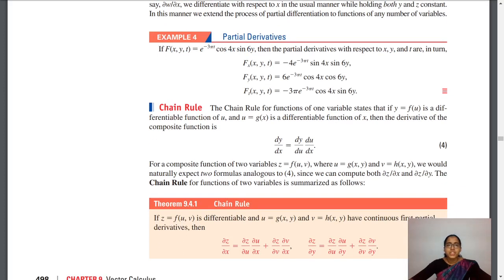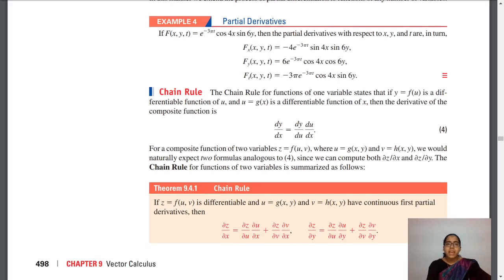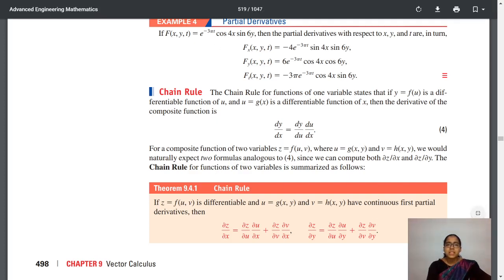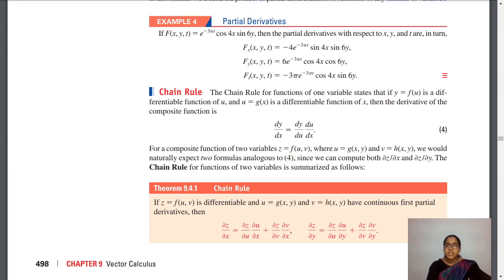Now an example is given to us. The function given is f of x, y and t. That is, the function depends on x, y and t. So what do we get? The function is given as e raised to minus 3 pi t cos 4x sin 6y. Then we need to find the partial derivatives with respect to x, y and t. So how can we do that?